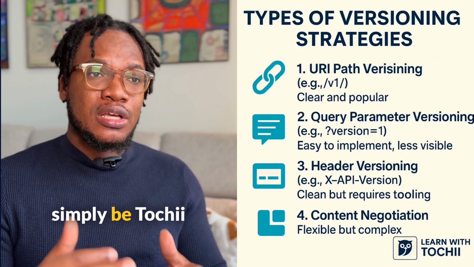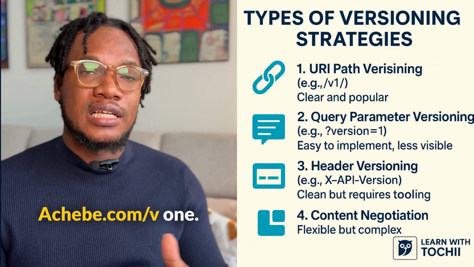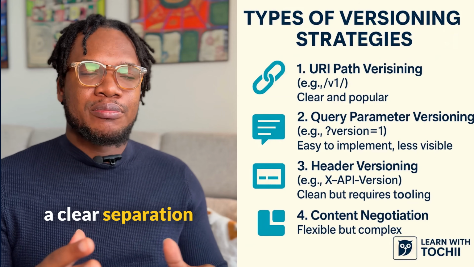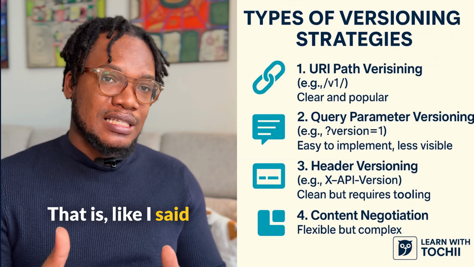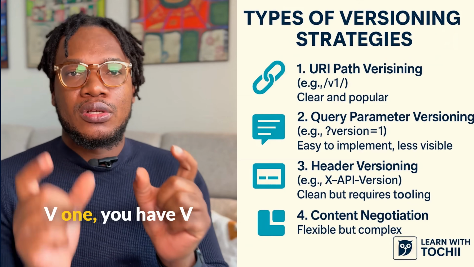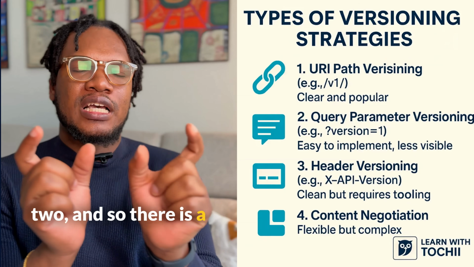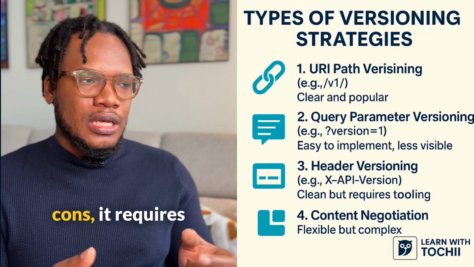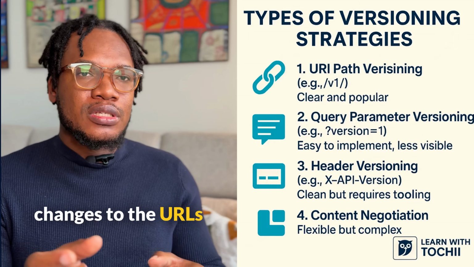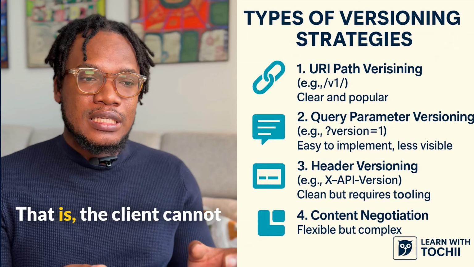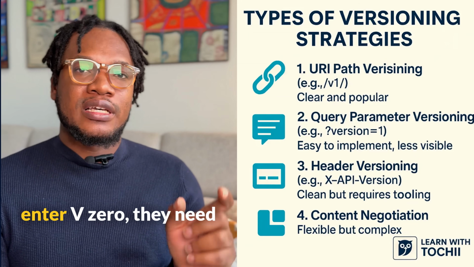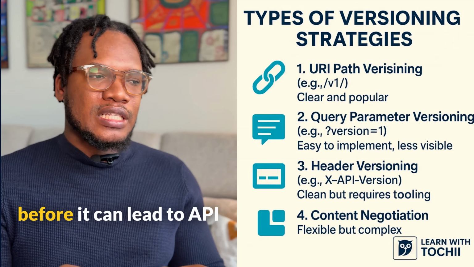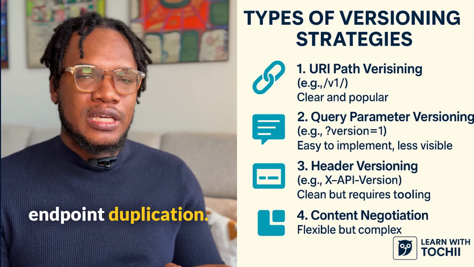It could simply be tochiiachebe.com/v1. That's as simple as it is. There's a clear separation between versions. That is, like I said earlier on, you have V1, you have V2, and so there's a clear distinction between V1 and V2. But then there are also cons. It requires changes to the URLs in client applications. That is, the client cannot enter V0. They need to change that to V1 if they had V0 before. It can lead to API endpoint duplication.